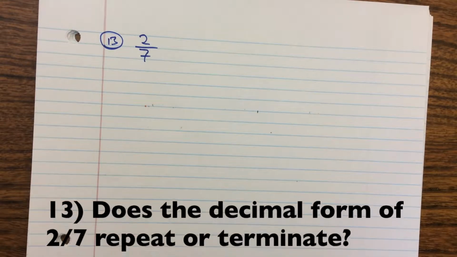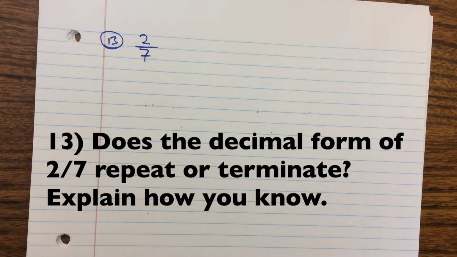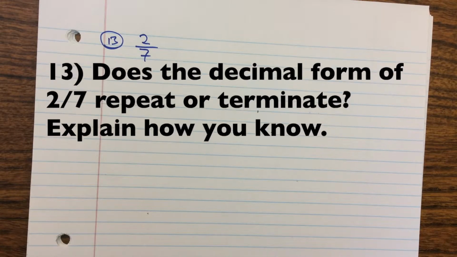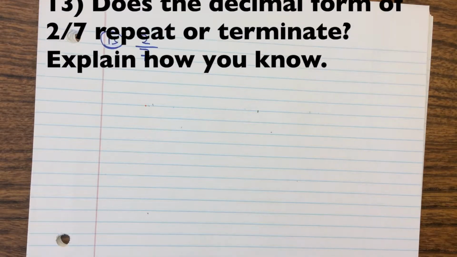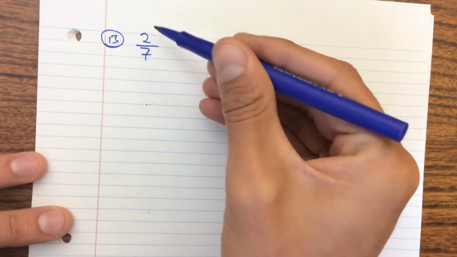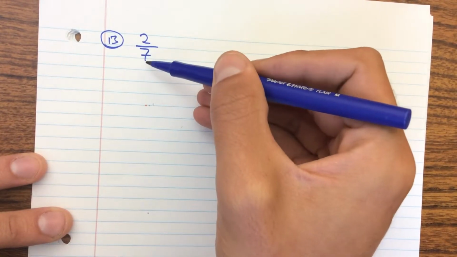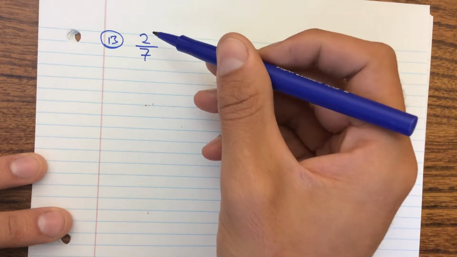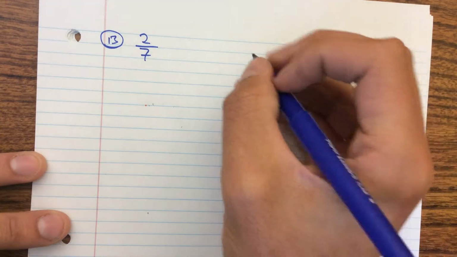All right, question 13. We have, does the decimal form of 2 over 7 repeat or terminate? We're supposed to explain how we know. I'm just going to explain to you in words while we talk through it. We know that a fraction is a division problem, 2 divided by 7. So to convert to a decimal, we're going to do 2 divided by 7.